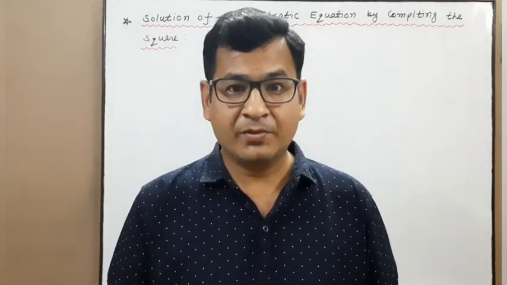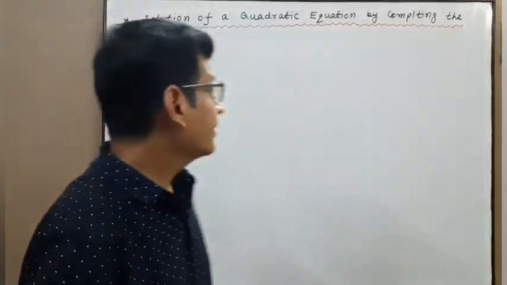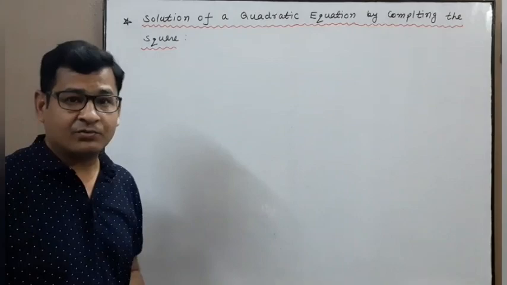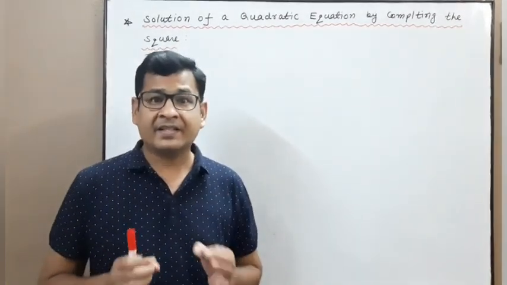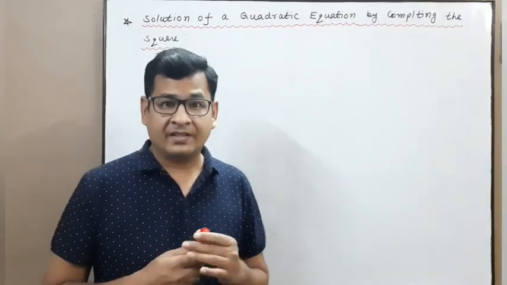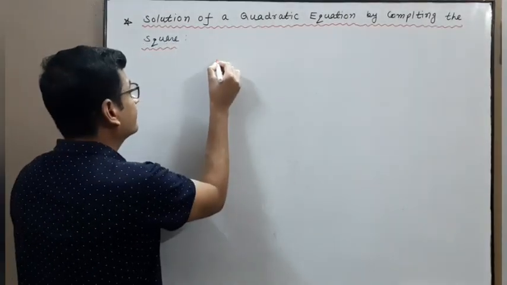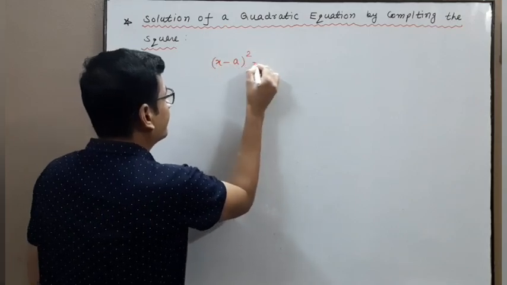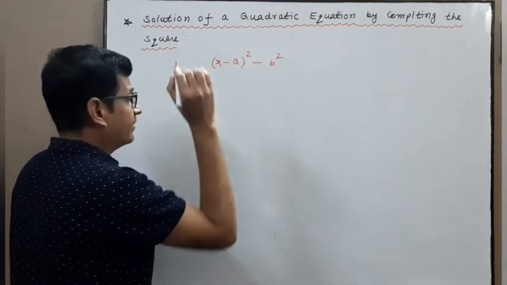Hello students, today we are going to discuss solution of quadratic equation by completing the square. What is completing the square? To convert any quadratic equation in the form a(x minus a) whole square minus b square.